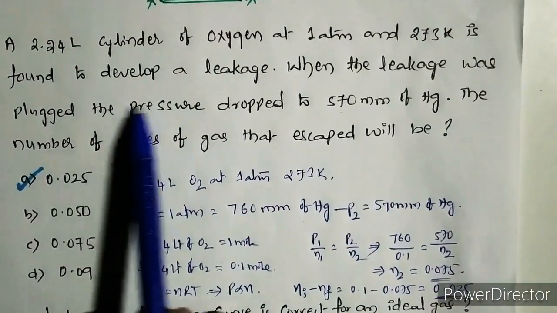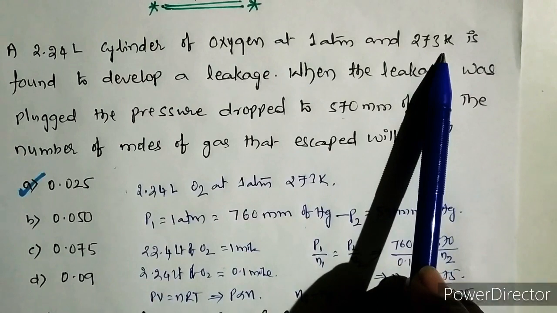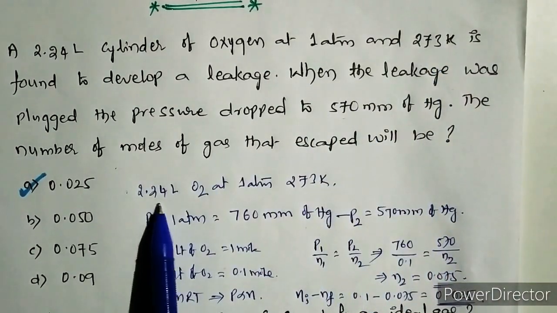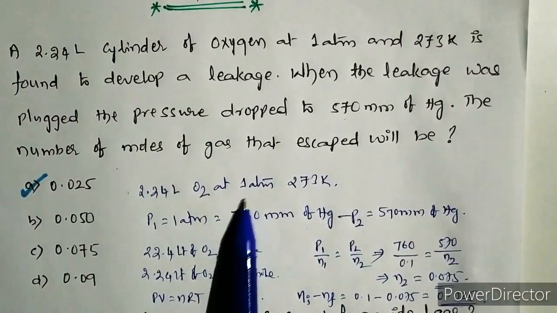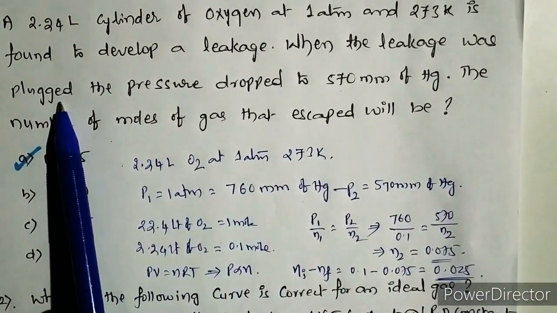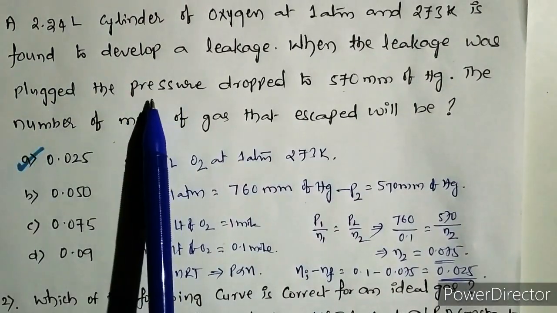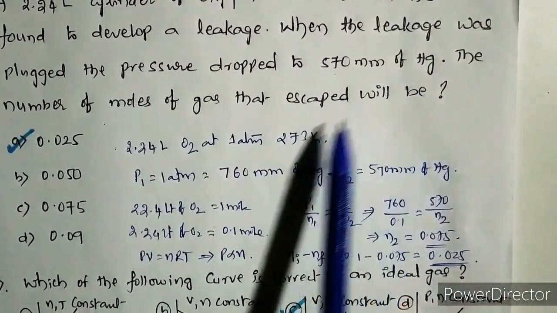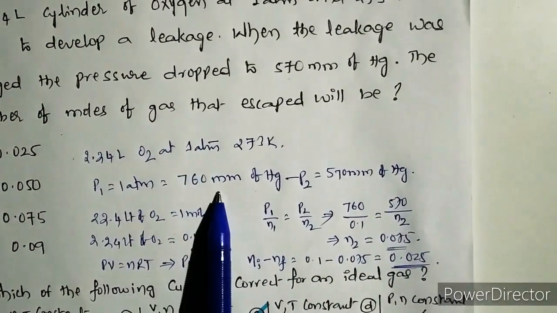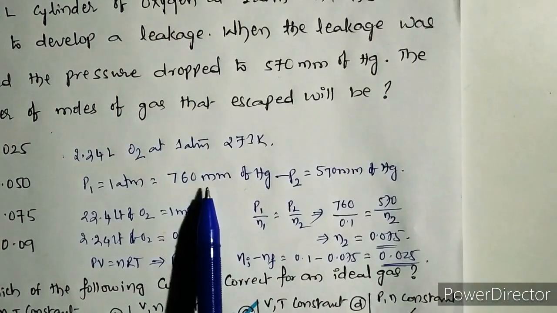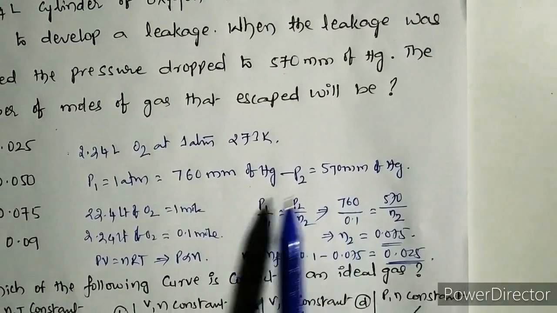So what are the parameters given here? A 2.24 liter cylinder at 1 atmosphere and 273 Kelvin, which I have written here: 2.24, 1 atmosphere, 273 Kelvin. This got a leakage. When you applied the plug, the pressure dropped to 570 mm of Hg. So here 1 atmosphere is given initially, that means it is 760 mm of Hg, and it dropped to 570. That means this is P1 and this is P2.